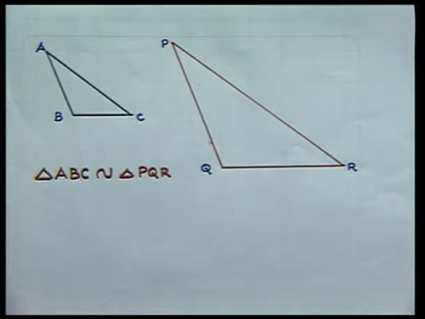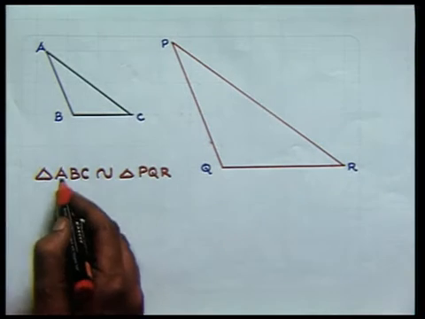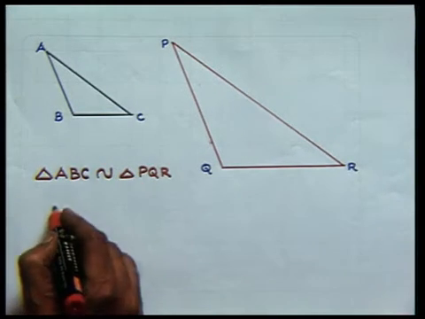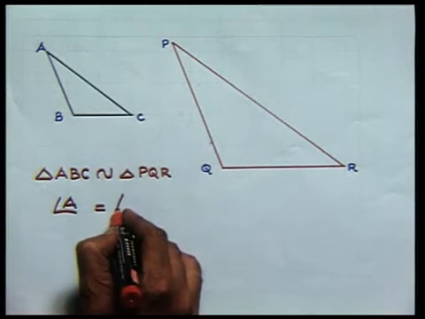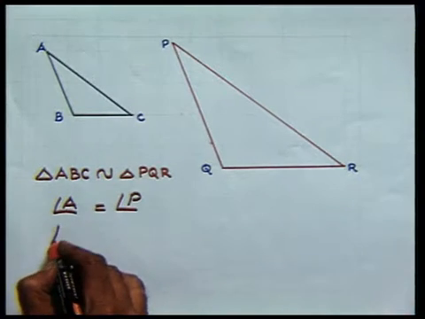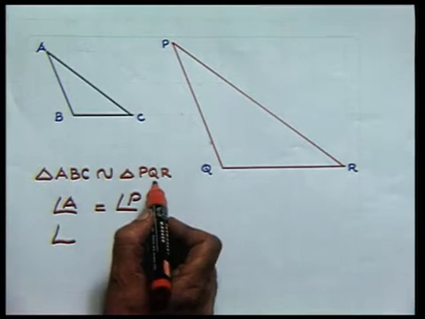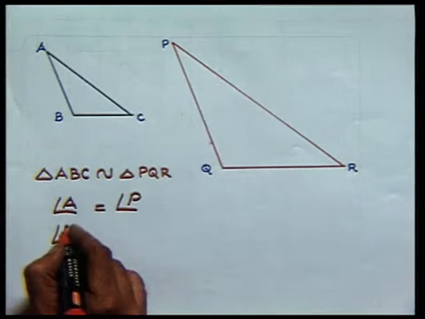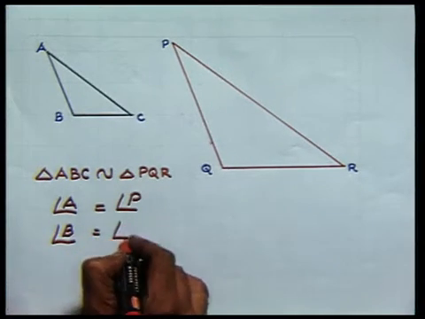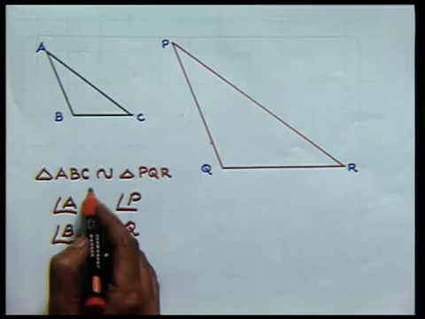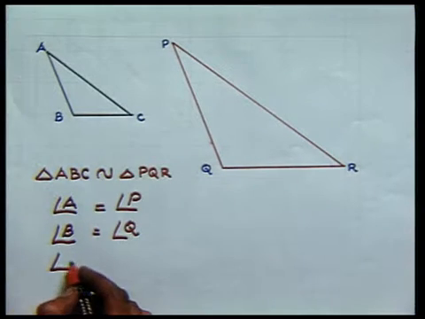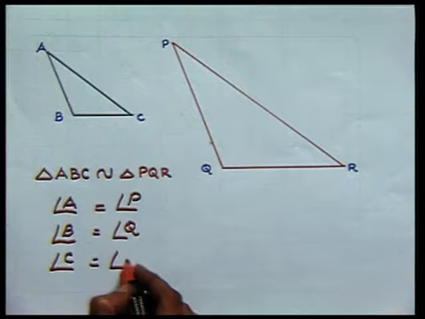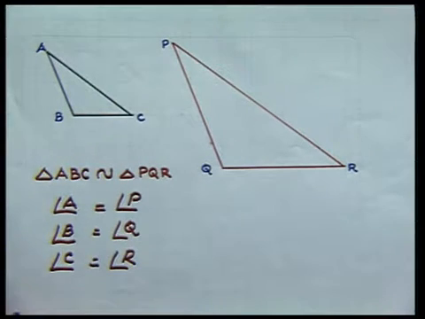Then what can you say about the corresponding angles? Now here, since point A is corresponding to point P, angle A will be equal to angle P. The point B is corresponding to point Q, so angle B will be equal to angle Q, and C and R are corresponding to each other, so angle C will be equal to angle R. So that is one condition of similarity, that the corresponding angles are equal.